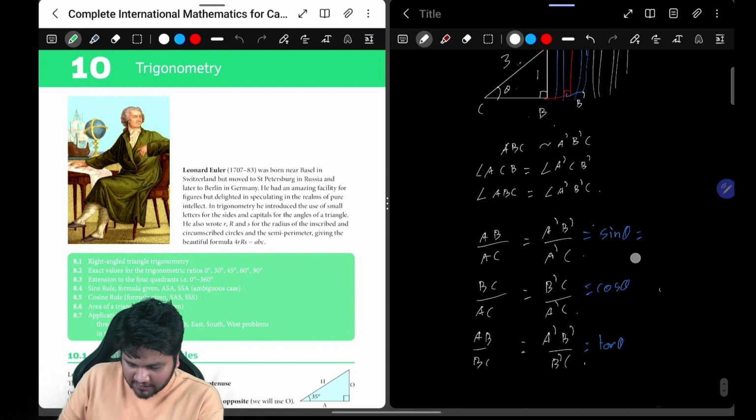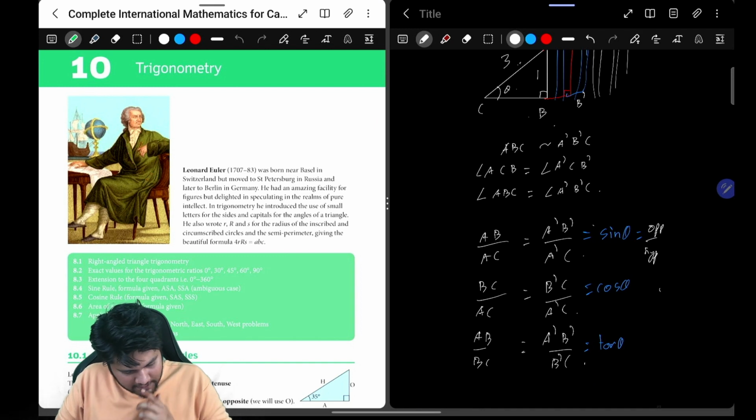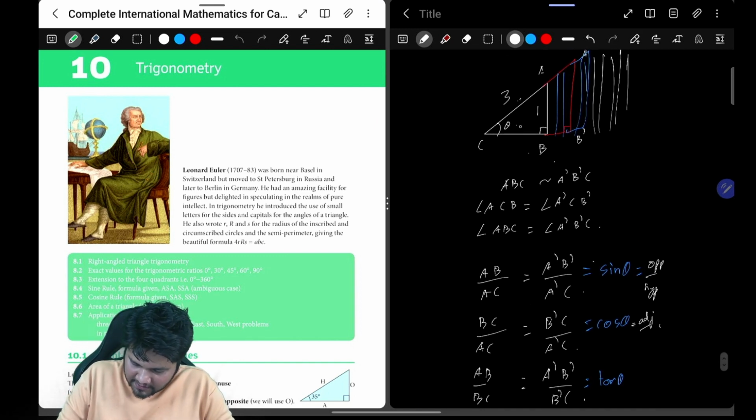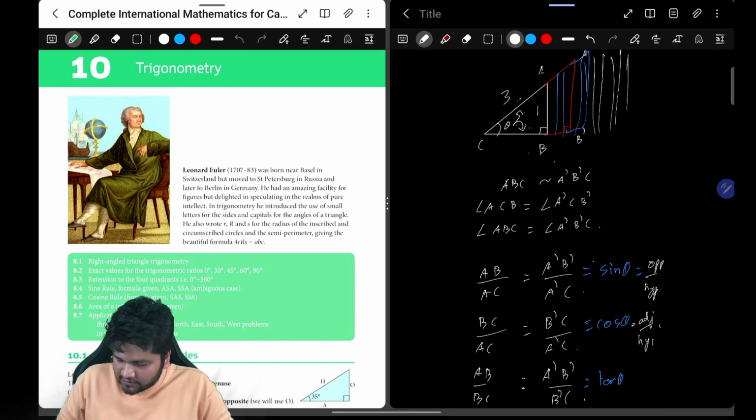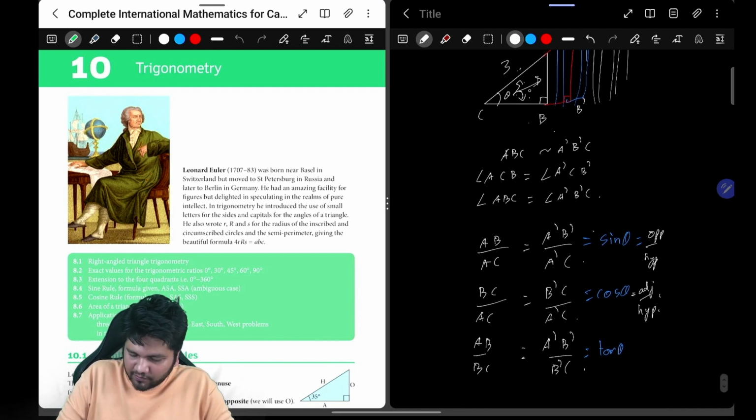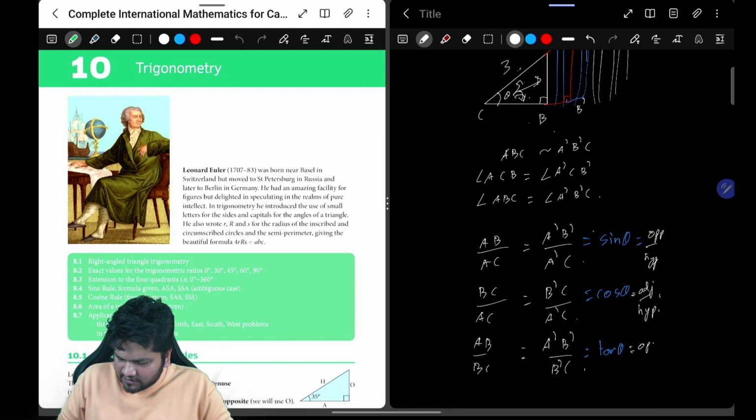So I can represent sine theta as opposite upon hypotenuse, right? Cos theta as adjacent upon hypotenuse, because B dash C, or BC, is nothing but the adjacent side to it. Obviously there are 2 adjacent sides, but one is the hypotenuse, which we are not going to consider. So this is going to be adjacent upon hypotenuse, and this is going to be opposite upon adjacent. I'll just write it properly.